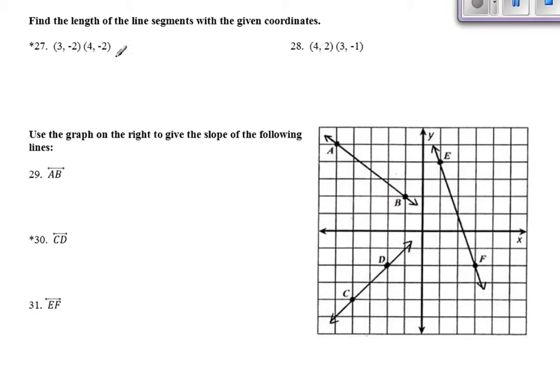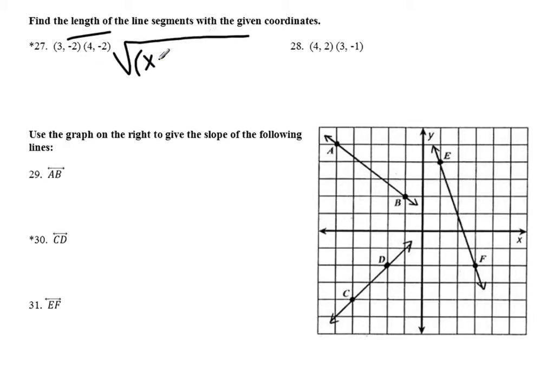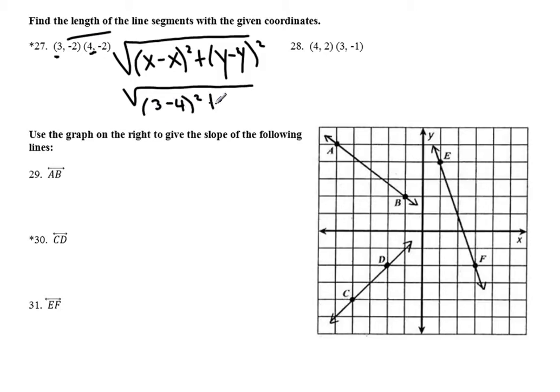Number 27, length of a line segment. Well, that is last chapter, but it's never going away. My distance formula: square root of (x minus x) squared plus (y minus y) squared. My x values are my first values, 3 and 4. 3 minus 4 squared plus negative 2 minus negative 2 squared. 3 minus 4 is negative 1, and I'm going to square it, plus negative 2 plus 2 is 0 squared.